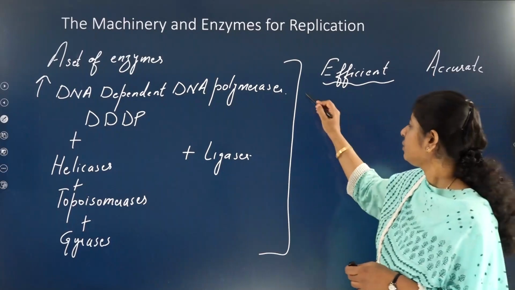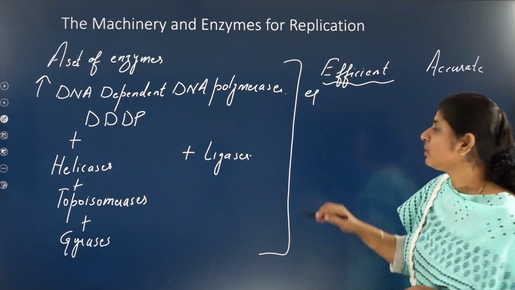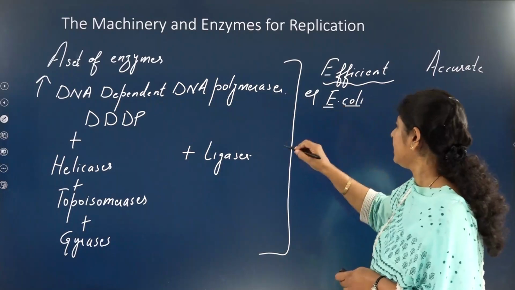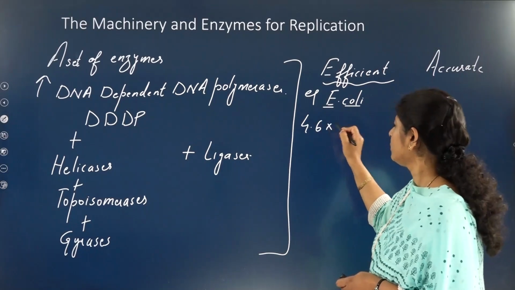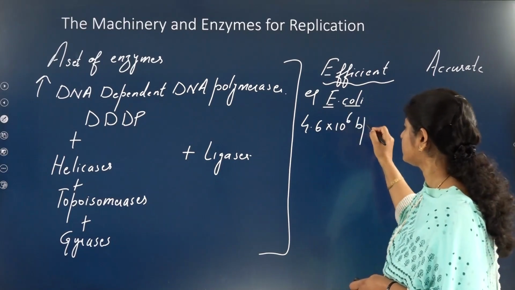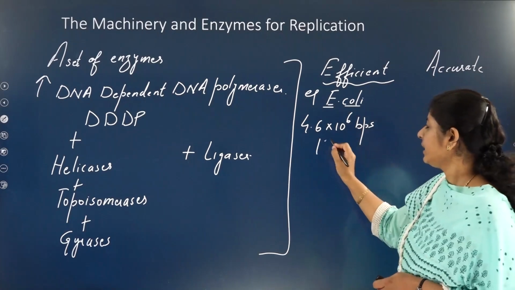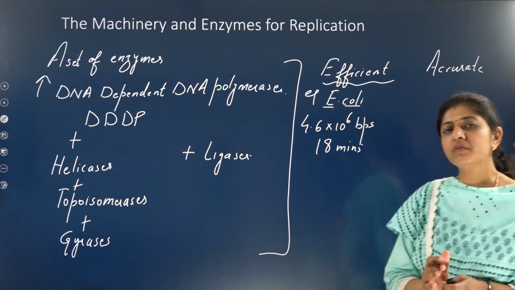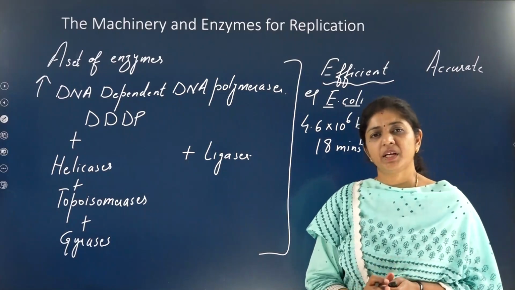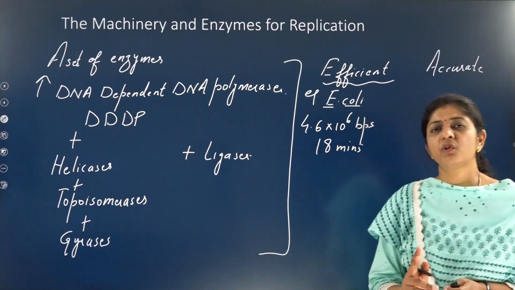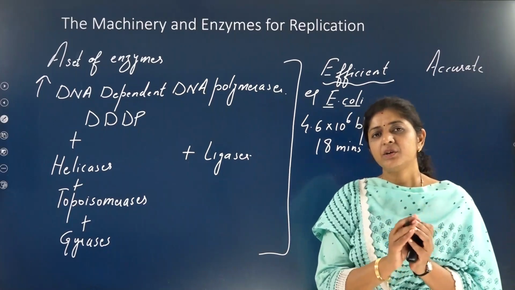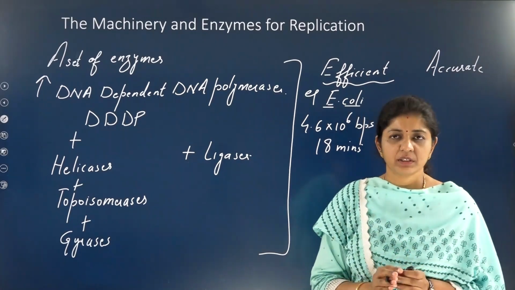For example, in your book, they have given the example of E. coli. They mention in E. coli, it has 4.6 into 10 raised to power 6 base pairs. And they are replicating in 18 minutes. Just now I discussed with you. For replication of E. coli, it needs 18 minutes. 2 minutes last for its cell division. Total 20 minutes for the complete cell to divide into the 2 daughter cells, right?